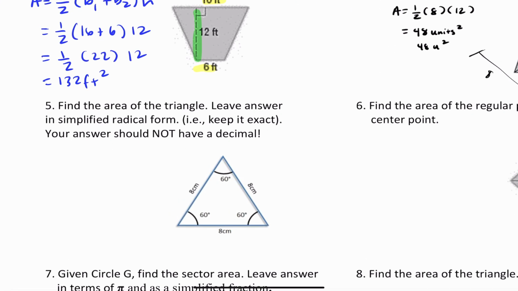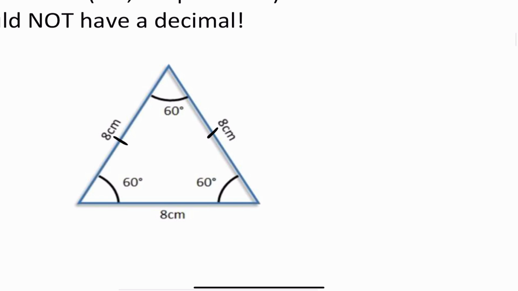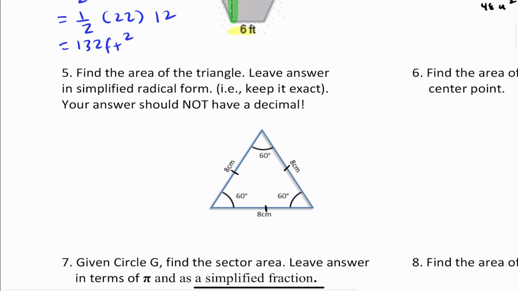All right, so now we're going to go ahead and look at number 5. Find the area of the triangle. Leave your answer in simplified radical form, which means we need to keep it exact. We should not have a decimal. So here's the thing about this triangle. Anytime I see an equilateral triangle, meaning all the sides are congruent, I can find the area using this formula. So I can write A equals S squared root 3 all over 4, where S represents the side. So we know that the side, or one of the sides here, is 8.